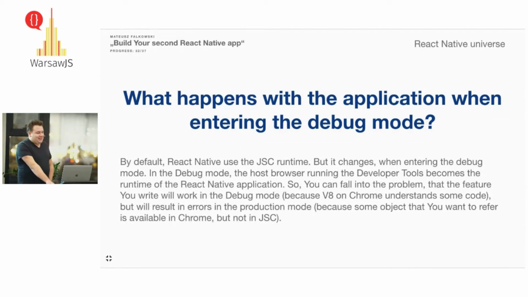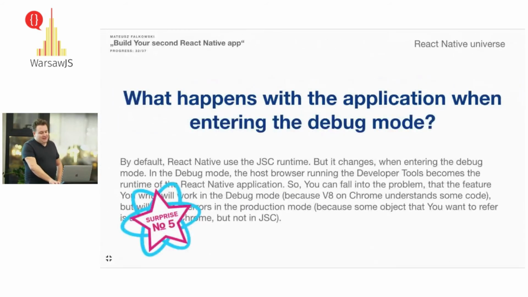And the funny thing is what happens when you are running the application in this beautiful debug mode. Because by default, when the application is in production mode, it uses this JavaScript core. But when you are enabling that debug mode, it takes the runtime from the host machine, from the host Chrome instance that is displaying this developer tools. So actually, in that case, your application is running in V8 when you are in debug, and when you are switching back to production, it uses a totally other runtime.